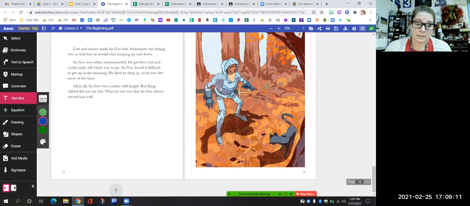Cats and horses made Sir Gus itch. Sometimes the itching was so bad that he would start jumping up and down. Sir Gus was rather absent minded. He got lost a lot and could rarely tell which way to go. Sir Gus found it difficult to get up in the morning. He liked to sleep in, so he was late most of the time. All in all, Sir Gus was a rather odd knight, but King Alfred did not see this. What he saw was that Sir Gus always served him well.